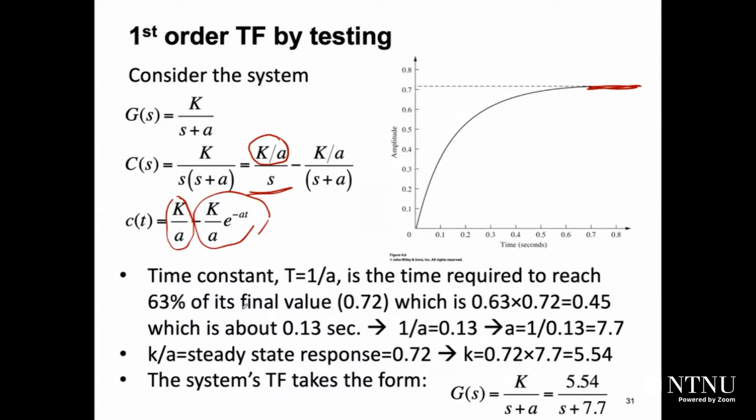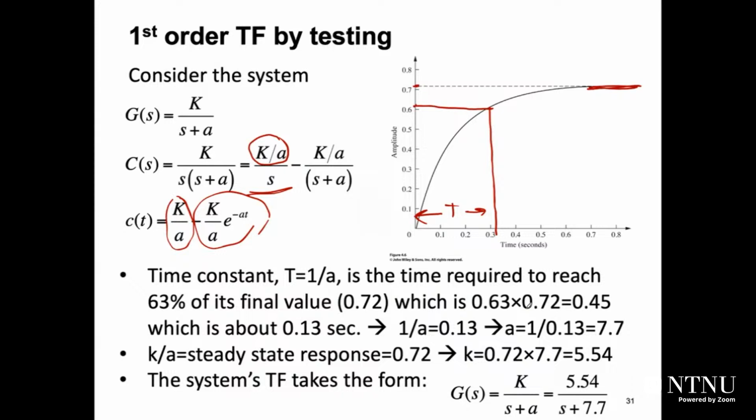We need to find the time constant. So in fact, we need to just measure it. This one will be my time constant because this is T. Correct? The time constant, T equals 1 divided by A, is the time required to reach 63% of its final value. The final value here is not 1, it's this value, right? So it's the time required to reach 63% of the final value.